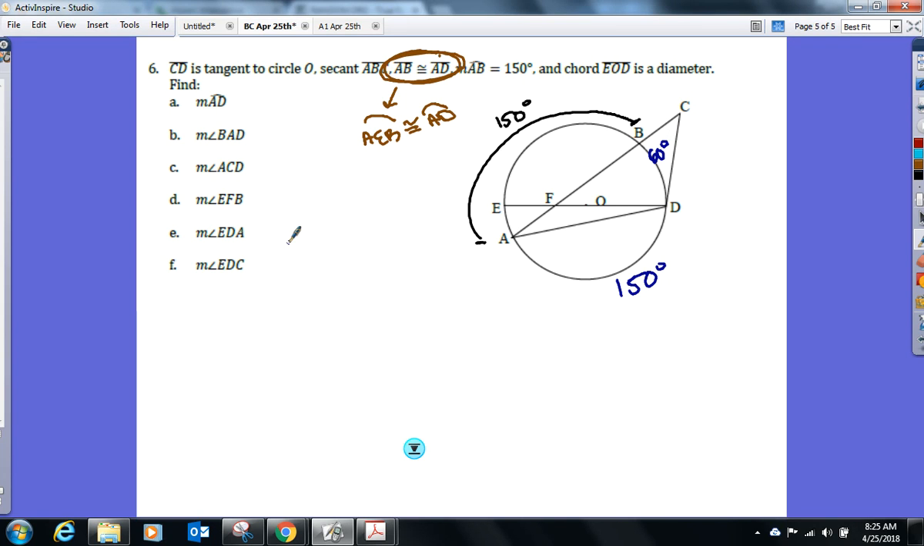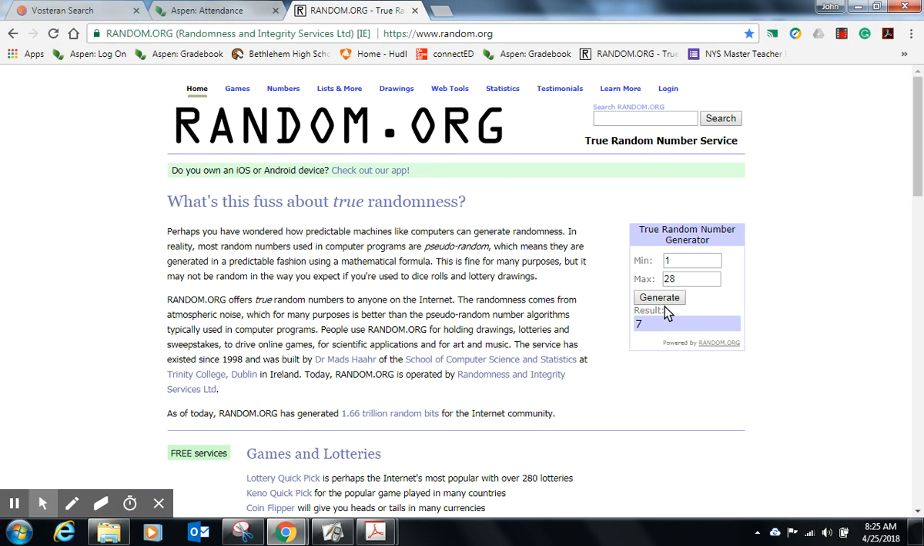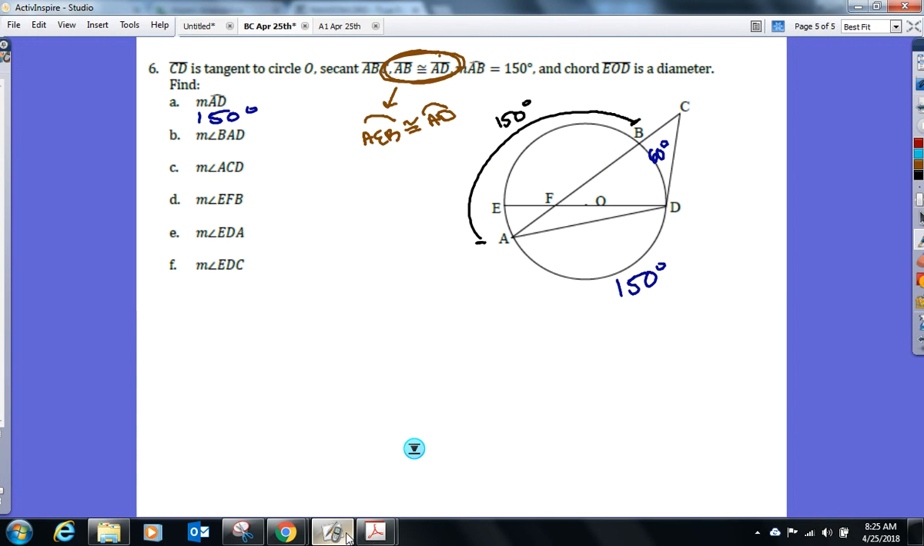All right, so I don't need to call anybody for part A. That's 150 degrees. Everyone ready? BAD. Inside the circle? Yeah. Central? No. Inscribed. We've identified it's inscribed, so I'm going to take half of the arc. Evan, what arc is BAD drawn to? 60. So BAD will be 30. And just like I said yesterday, you may want to plop it in there. You may need it later on. Good job, Evan.